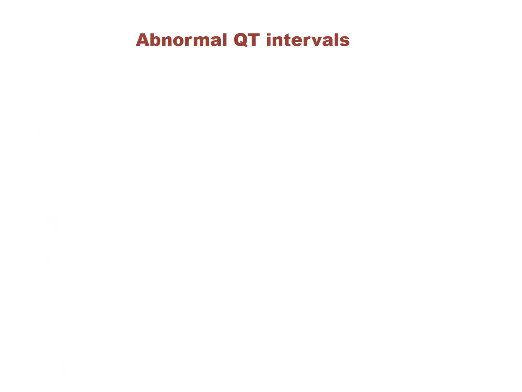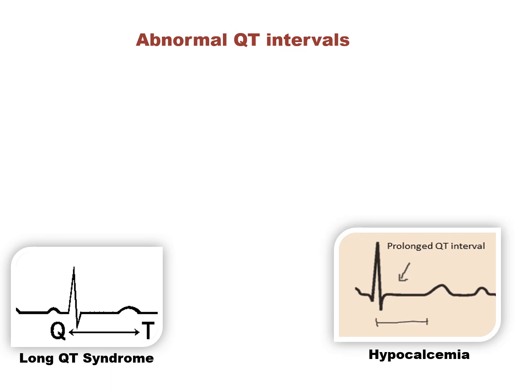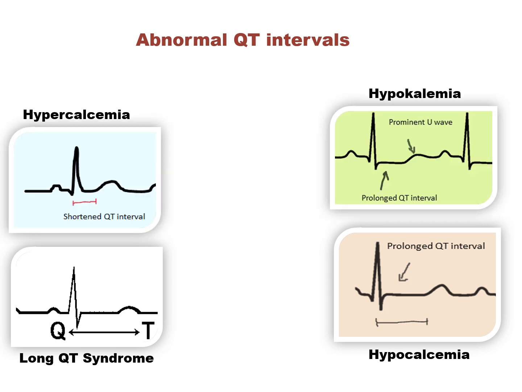An abnormal QT interval on ECG may result from different factors, including long QT syndrome, where we can see a prolongation of QT interval. We can see hypocalcemia, where we can see prolonged QT interval. In hypercalcemia, we can see short QT interval. In hypokalemia, there is prolonged QT interval.